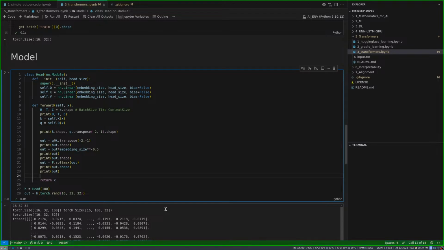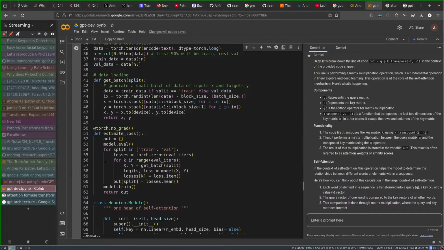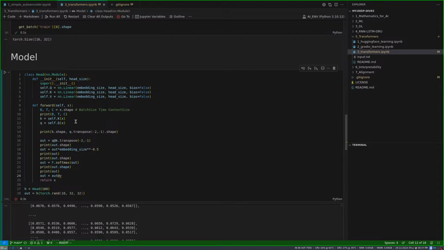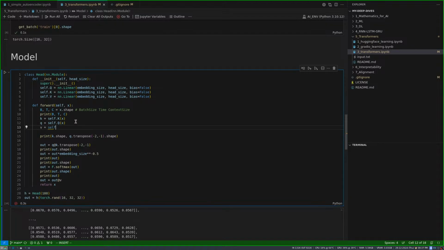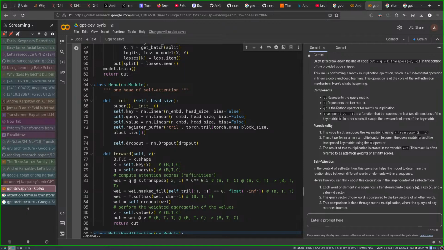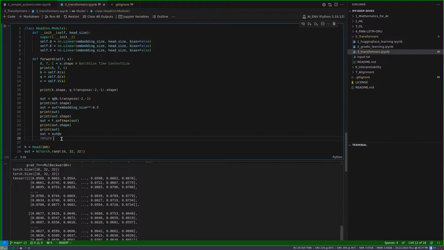Now we continue with out equals out at V. That doesn't work. V, P and Q. Okay. Self dot V of X. All right. Return out.